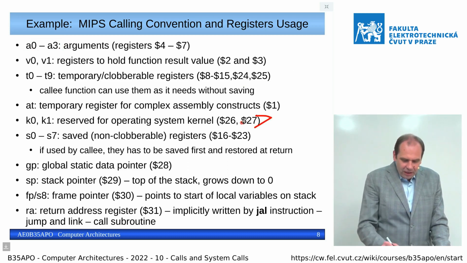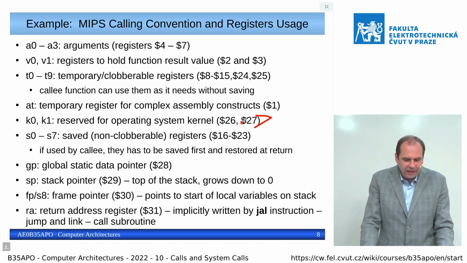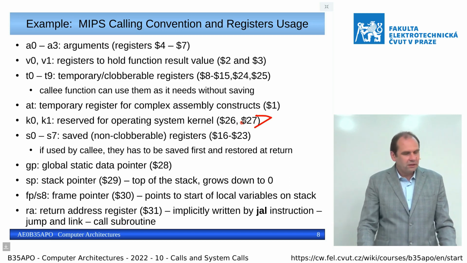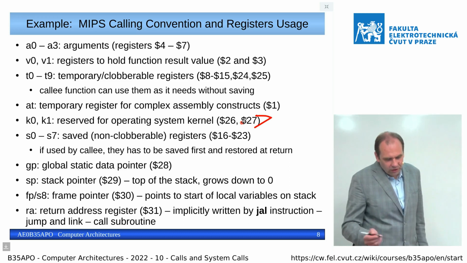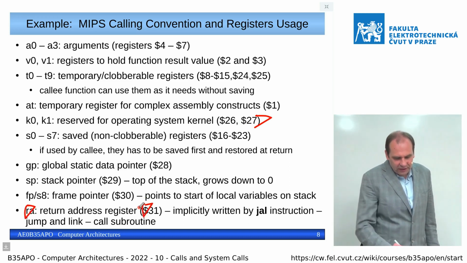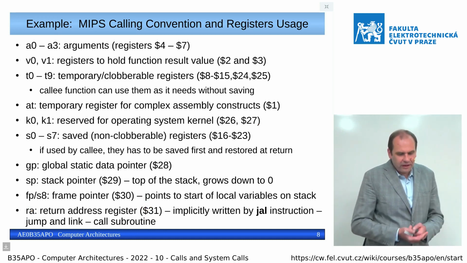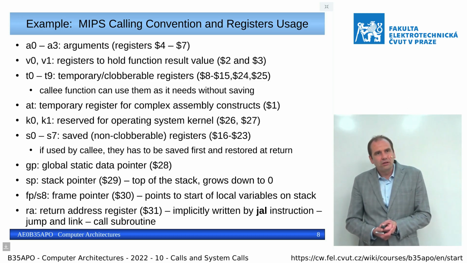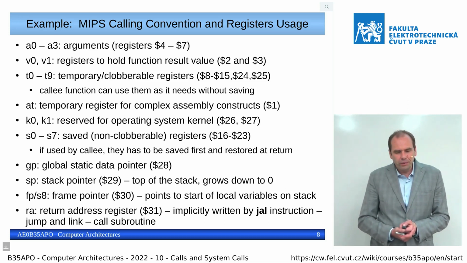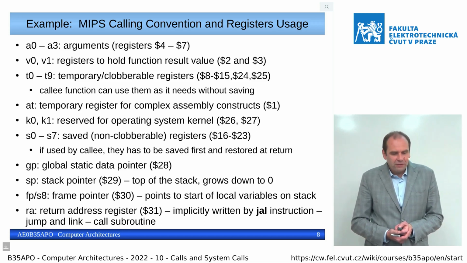There are temporary registers. 2 registers are reserved for the operating system. That is not necessary on RISC-V because it has the scratch register when we look at exception handling and so on. So it is a little different, and the return address register is 31 on the MIPS, and it is hard coded. On RISC-V, in fact, it is not hard coded because we have the possibility to select which register would be the return address register, but the default one is X1.